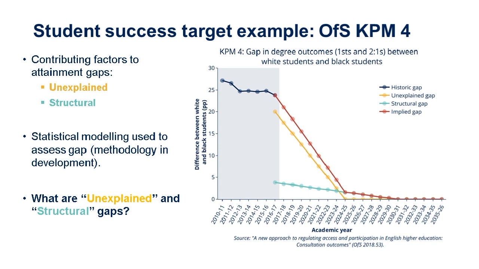So the way we measure this is we use statistical modelling at OFS to determine what is a structural and what is an unexplained gap. And it's a methodology that's currently in development, and we're keen to engage with the wider academic community if anyone has any input or thoughts on this. So what do the structural and unexplained gaps actually mean, and how can we explore them in our data?